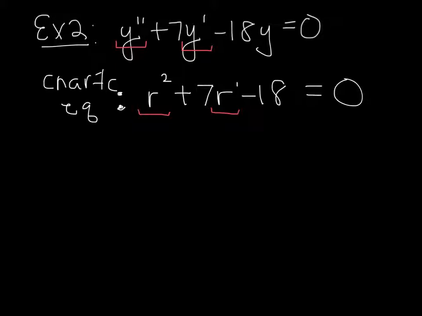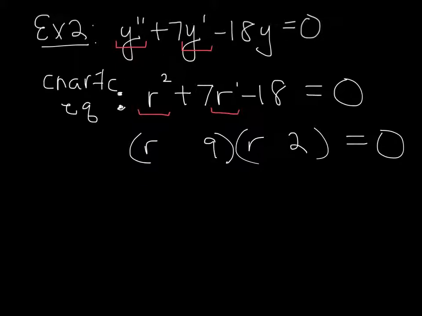So let's see, the leading coefficient's 1. There's no GCF, so we can definitely unfoil, or factor. R times r is r squared. And this looks like 9, 2, probably plus and minus. We're looking for two numbers that multiply to negative 18 and add to 7. So 9 times negative 2 is definitely negative 18, and 9 minus 2 is 7.